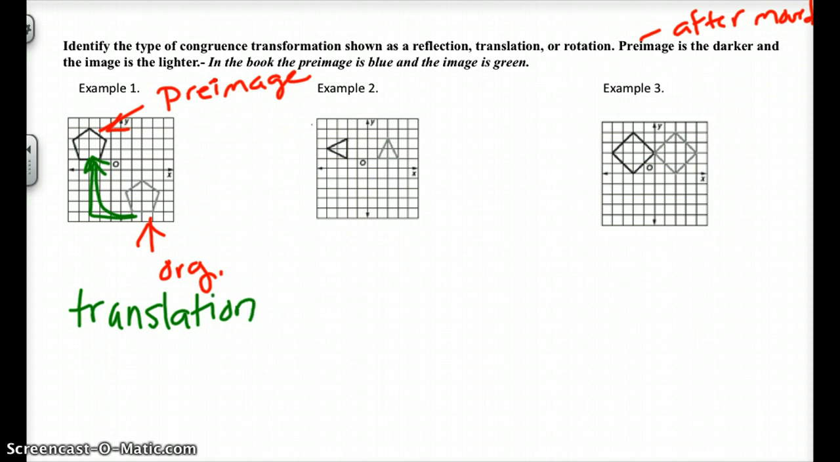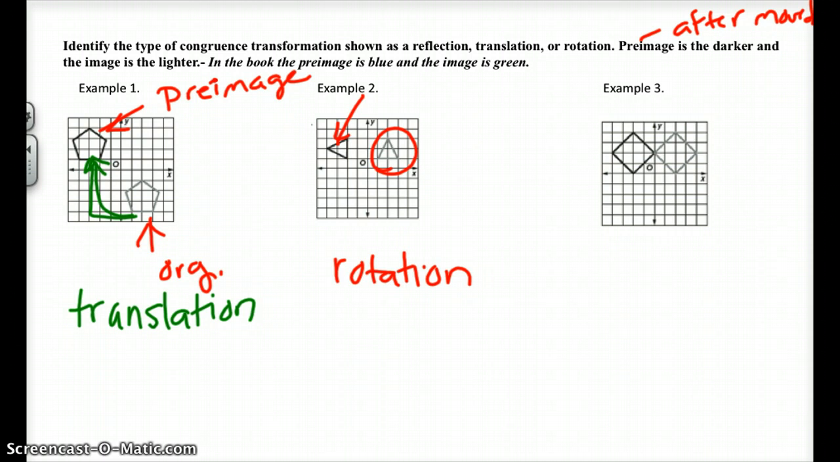In example number 2, I'm looking at my original, and then this is the pre-image or the image after I've moved it. And this time it looks like it's been rotated, so it's been moved so many degrees, so this is called a rotation. See how it's kind of been flipped around?